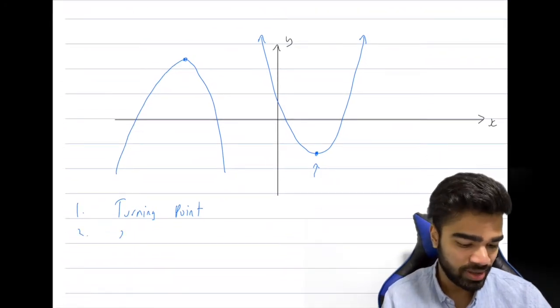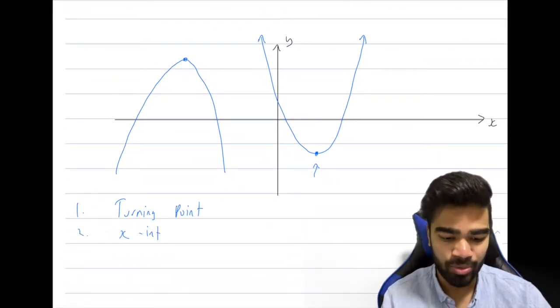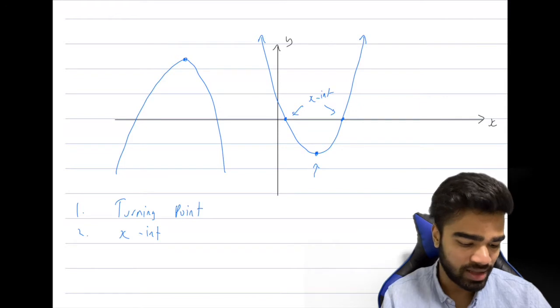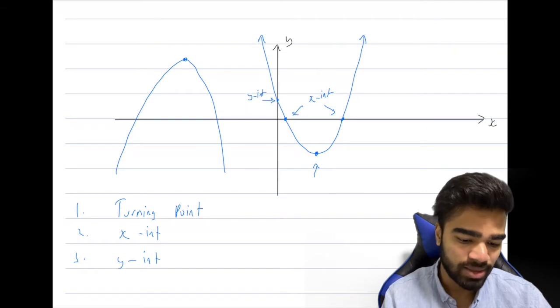The second feature is the x-intercepts. We know what x-intercepts are. It's where the graph crosses the x-axis. So these two are going to be your x-intercepts. The third thing is your y-intercept. Obviously it's where it crosses the y-axis. So this would be the y-intercept for sure.